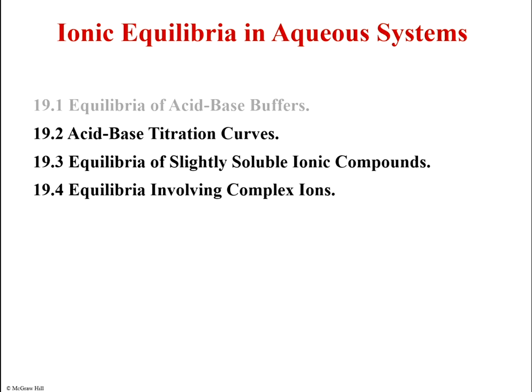We continue our discussion of more advanced concepts of ionic equilibrium. We'll continue with acid-base titration curves, looking now at weak acids and weak bases. Then we'll go through solubility of nominally insoluble compounds, and then we'll take one brief look at complex ion formation.